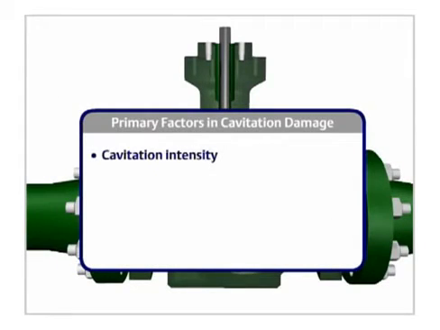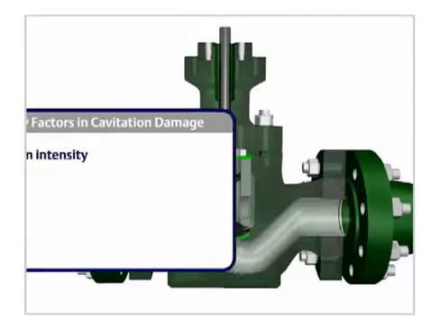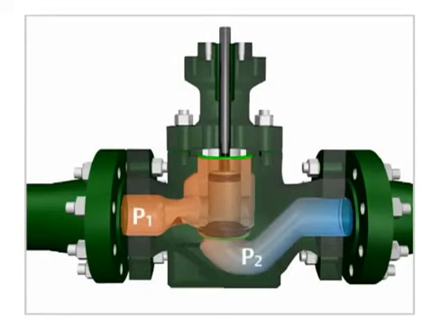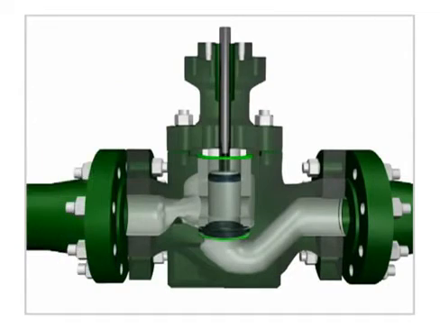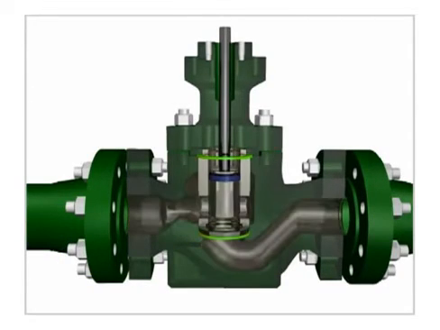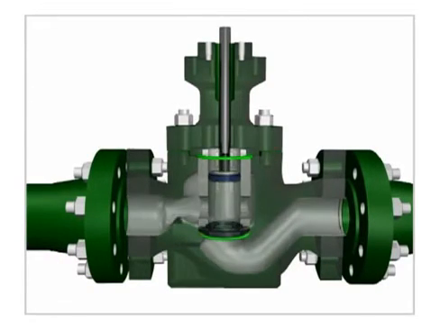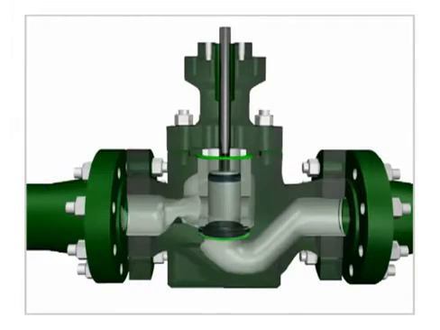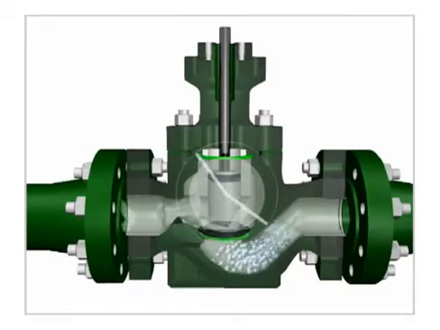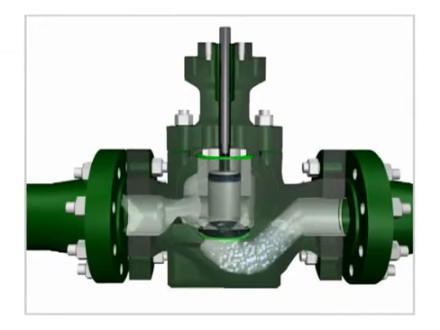The intensity of the cavitation. Greater drops in pressure increase the potential for damage. The materials used in the construction of the area where the cavitation occurs. Hardened materials reduce damage. The length of exposure to cavitation. The more frequently that cavitation occurs in an area, the more likely it is to sustain damage.